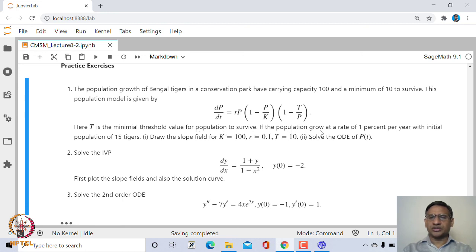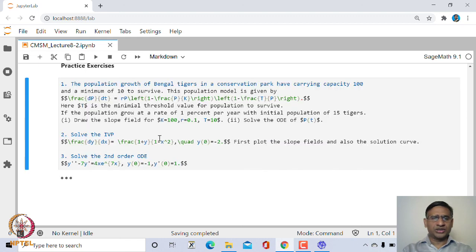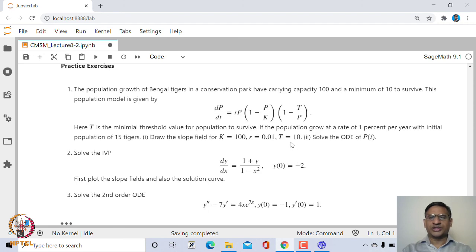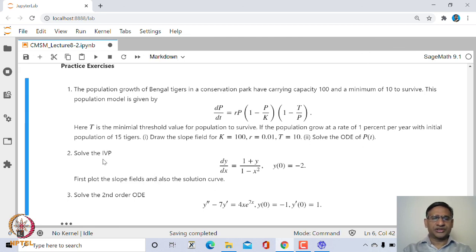If the population grows at 1% per year with an initial population of 15 tigers, then you can draw the slope field with the following values: k is equal to 100, and r should be 0.01, not 1, and T is equal to 10. Also solve this for the population at time t. The next problem is to solve this simple initial value problem and also plot the slope field along with the solution curves.